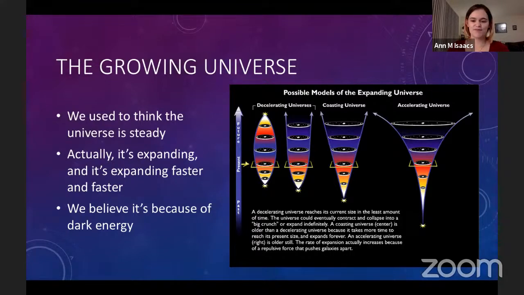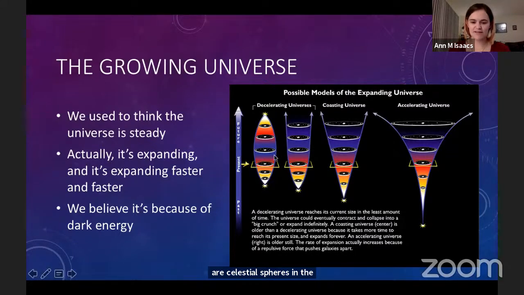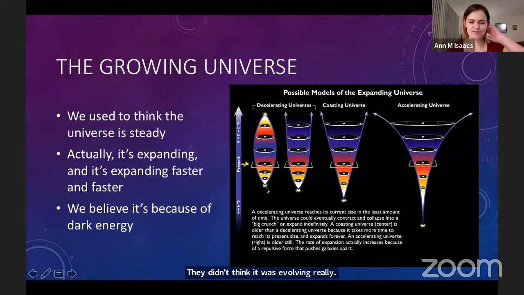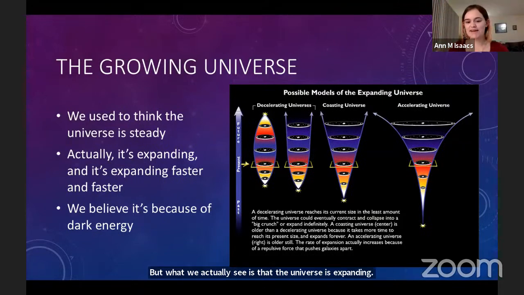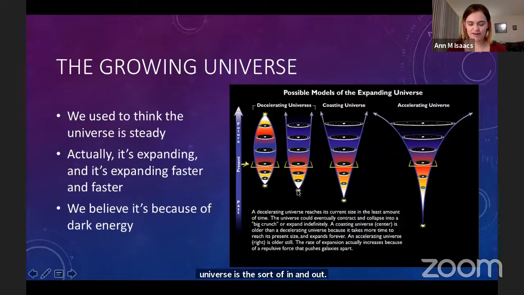So the four sort of ideas of what's going on is that there's this universe, the first universe is the sort of in and out. So this universe started with the Big Bang. It's expanding right now, and at some point the expansion is going to stop and it's going to close back in on itself and come together. We'll talk about that sort of scenario in a minute. There's also this one right here where the universe is expanding right now, but at some point it's just going to kind of reach its final size and stop expanding, and it's just going to be done.